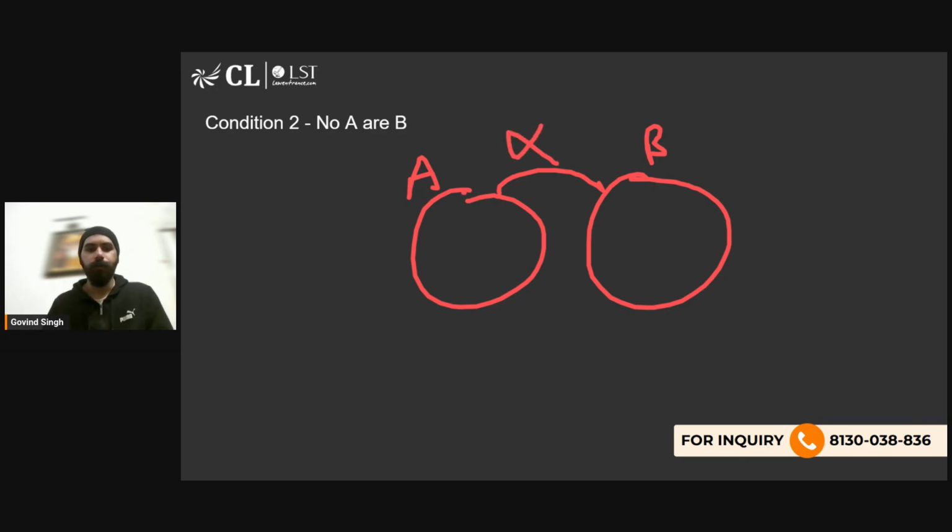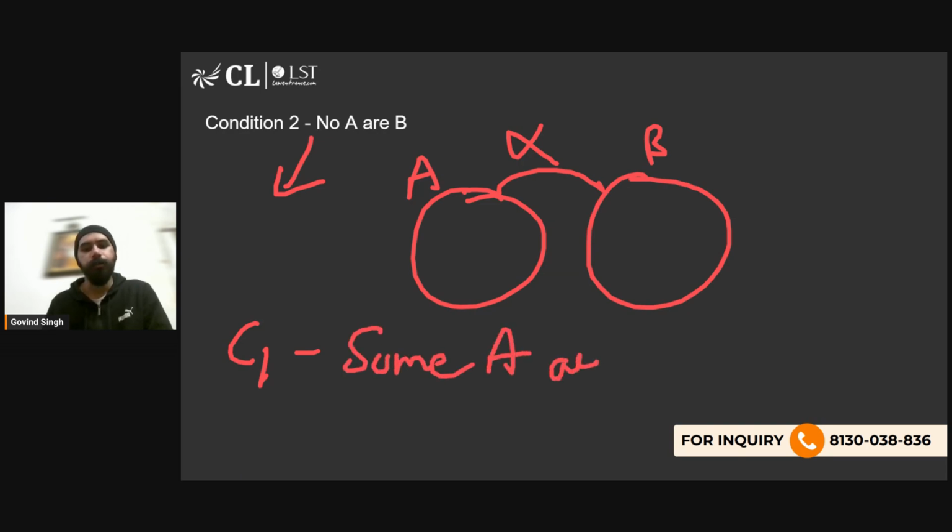That means no part of A can overlap with B. None of A can merge with B. A और B का मेल मिलाप नहीं हो सकता. ठीक है? Now, what are the conclusions which follow from this particular condition, no A or B? The first conclusion which would follow would obviously be, let's say, some A are not B. This is a valid conclusion. अगर कोई भी A B नहीं है, तो एटलीस्ट ये हम कह सकते हैं कि कुछ A B नहीं है ना? That is a valid conclusion.